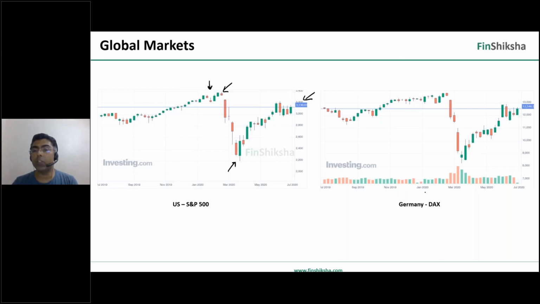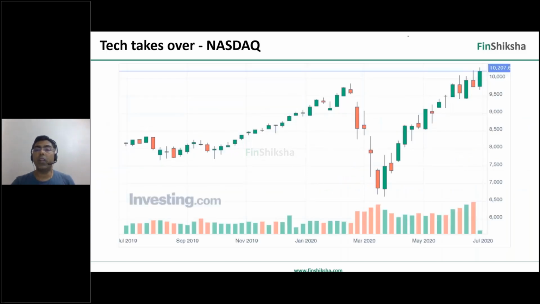The same is the case with German DAX, which fell actually much heavily from close to 14,000 kind of levels all the way down to 8,000, but again has regained most of the ground, right? Now, that's interesting, but that's not the entire story. The story gets even more interesting as the technology sector comes in. If you look at NASDAQ, which is the tech sector index, that's actually at an all-time high.